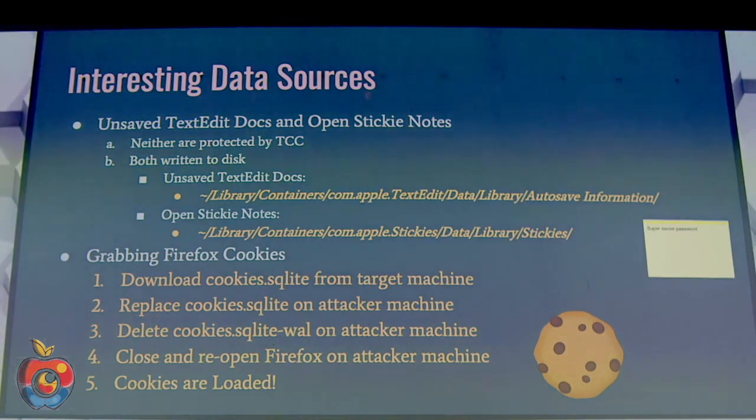Another thing that's interesting is Firefox. One thing we found in a past operation was looking at how Firefox stored its cookies. Unlike Chrome, which has encryption and a Safe Storage key, Firefox just had the cookie values in plain text. And so we were able to download the cookies.sqlite file from a target machine, port it over to an attacker machine, delete the SQLite WAL file on our attacker machine, close and reopen Firefox, and we were logged in as that user into all the sites that the cookies still worked for. So I thought that was pretty interesting.